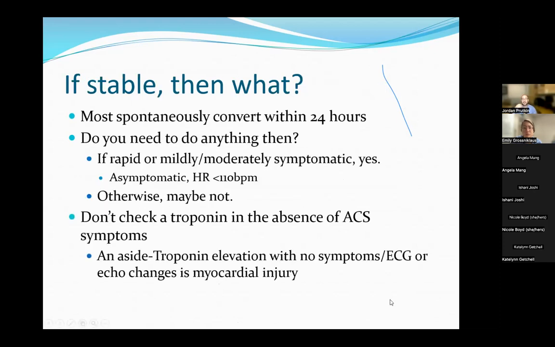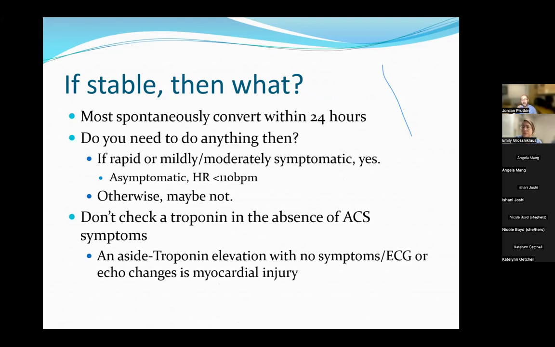So let's say the person is stable. All right, they've gone into AFib. Most episodes will spontaneously convert within 24 hours. So the question really is, do you need to do something? And if someone's having symptoms, then yeah, you want to try and make someone feel better. So if they're mildly or moderately symptomatic, yes; severely symptomatic would be the hypotension type thing.